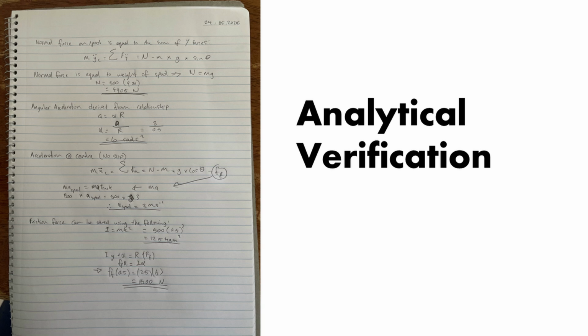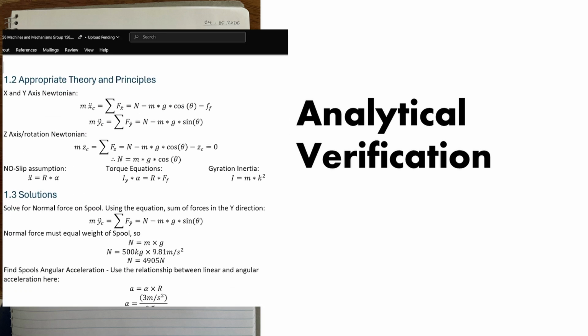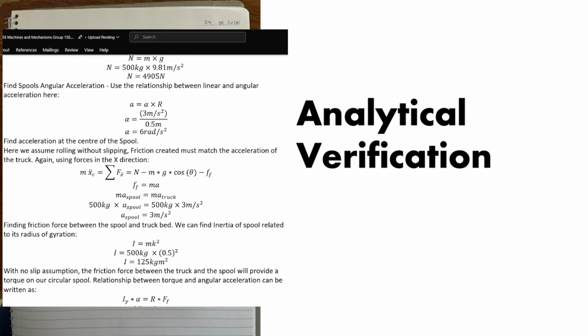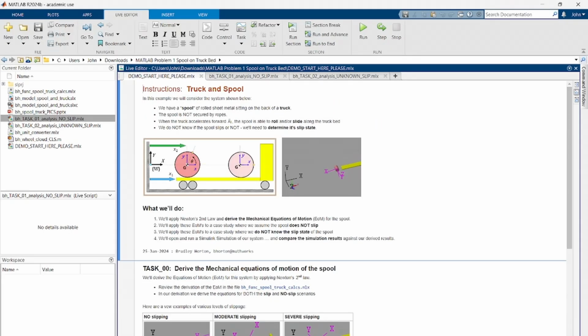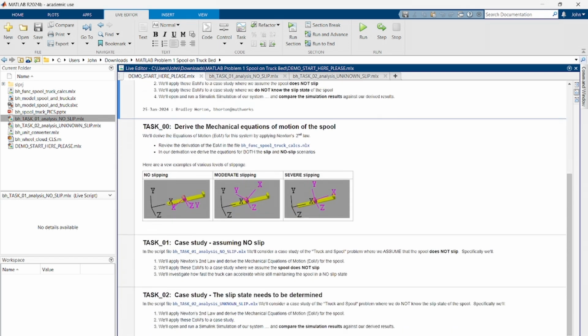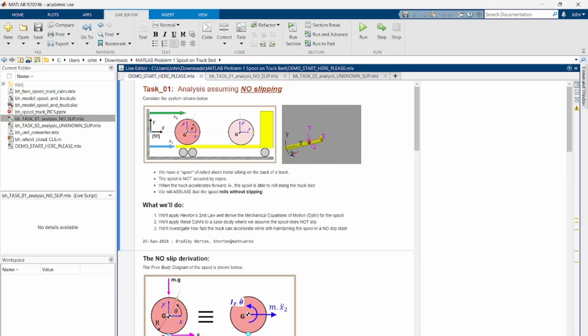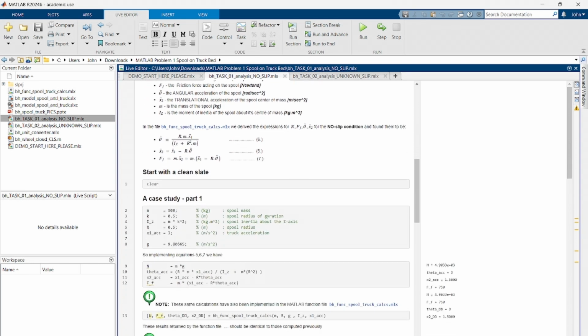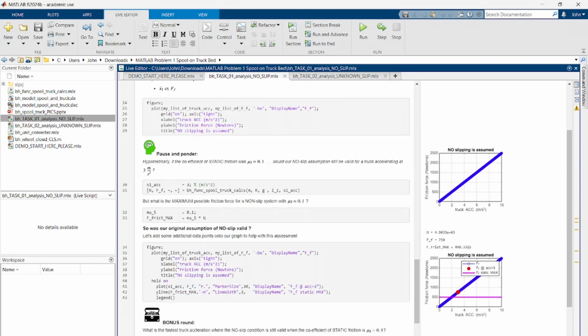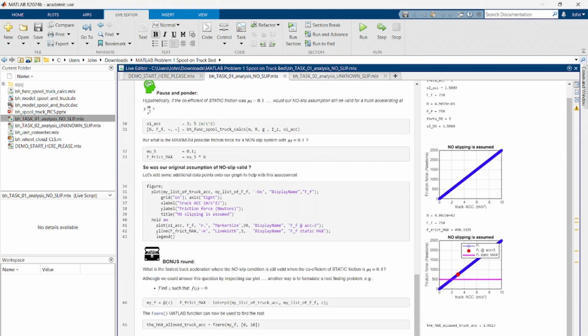To test our hand-derived formulas, we plugged them into the MATLAB model provided. We assumed a static friction coefficient of 0.1. Running the Simulink model showed that the required frictional force was far greater than what the static friction could provide, so our assumption of no slipping did not hold. This was key as it showed us how sensitive the system was to frictional values. If the friction was too low, the spool would slip.